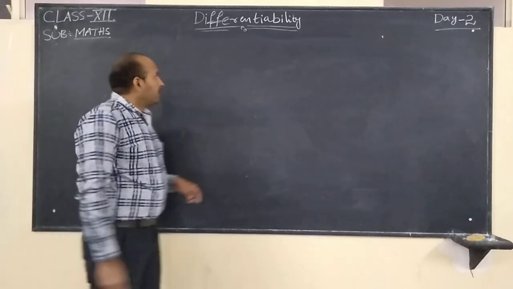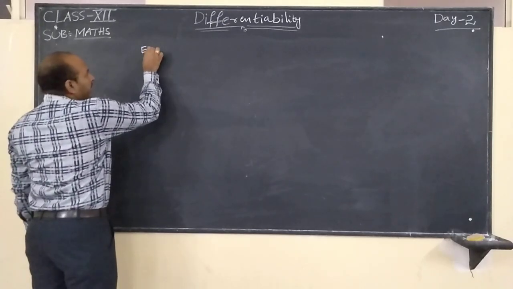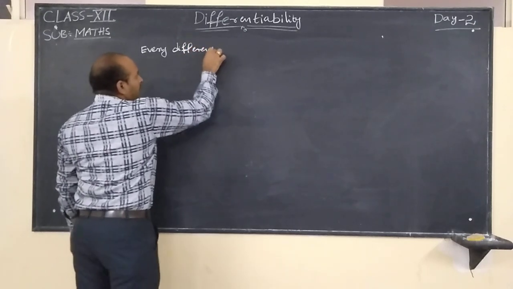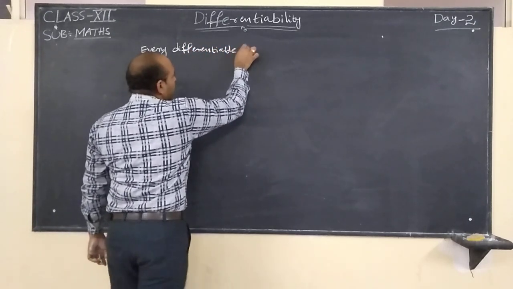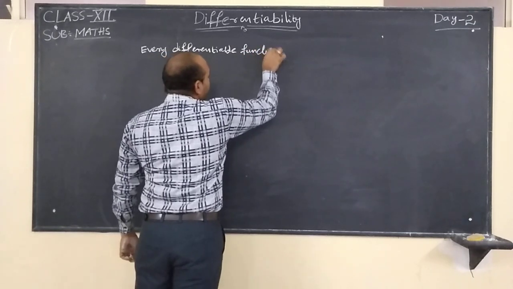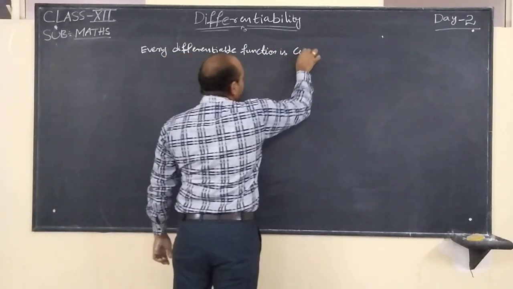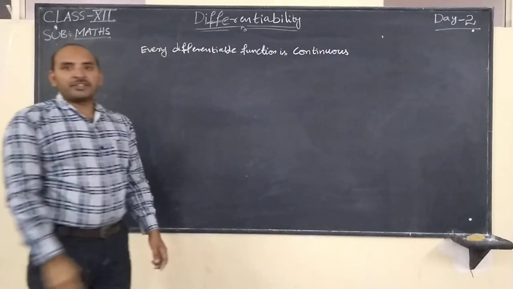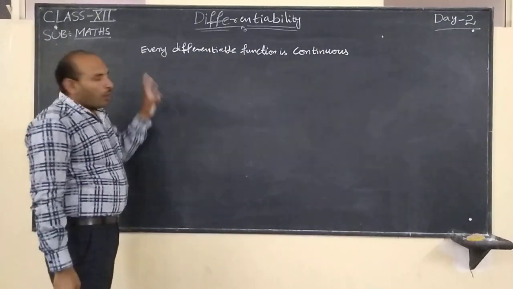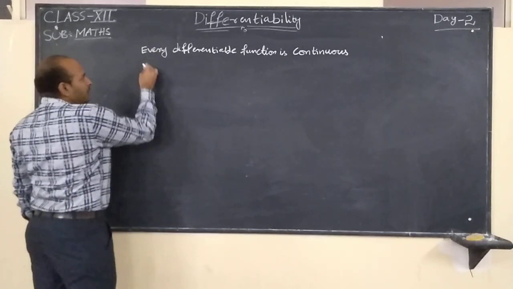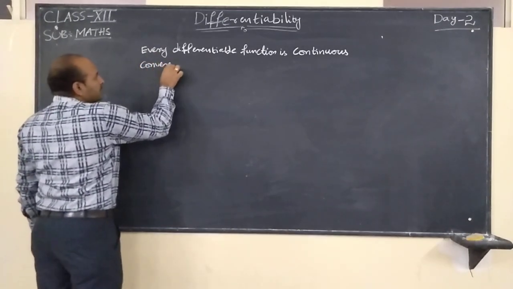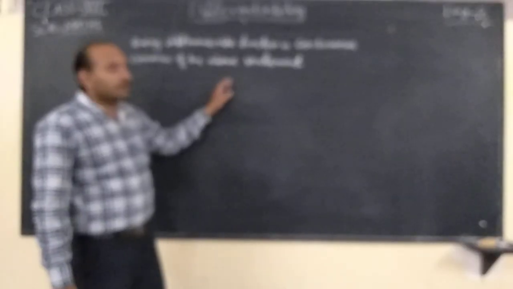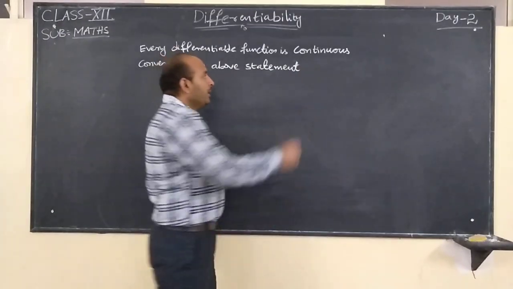We are taking a differentiable function at x equal to c and proving the function is continuous at x equal to c. That means every differentiable function is continuous. Now we are taking the converse of the statement. The converse of the above statement need not be true.